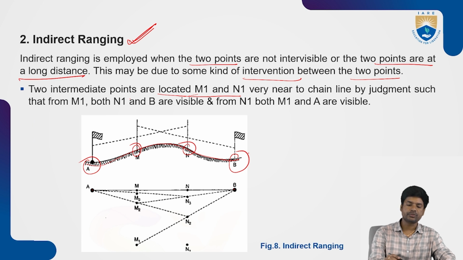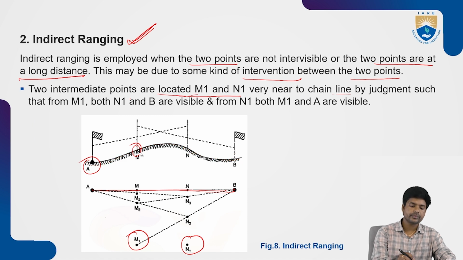For that, what I am doing now is to draw one line. Take station A and end point B. Now locate M1 and N1 very near to the chain line. Here this is the chain line, right? Now I am going to locate the points M1 and N1. These 2 points are very near to the chain line.